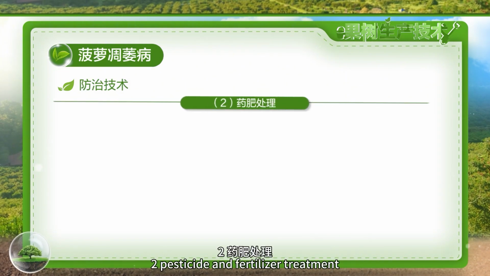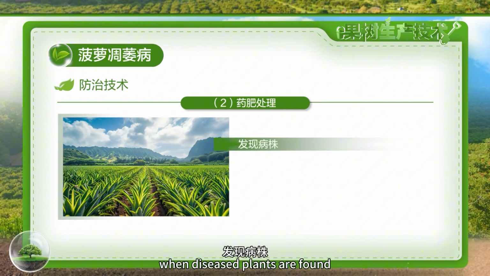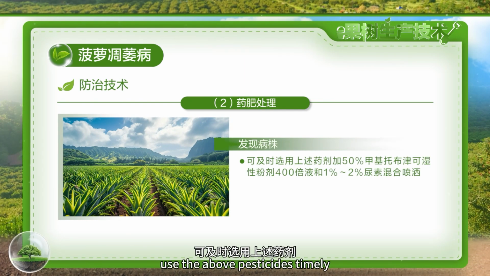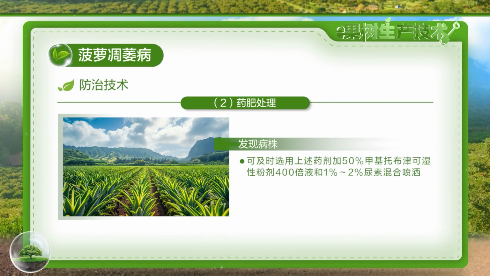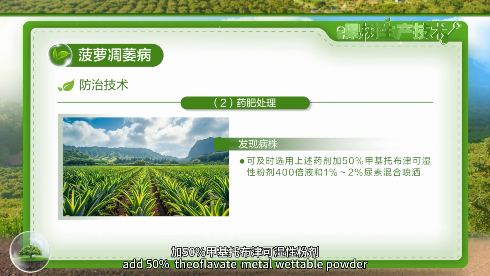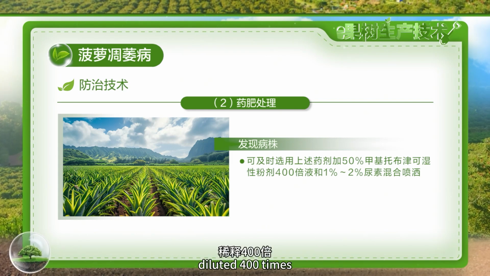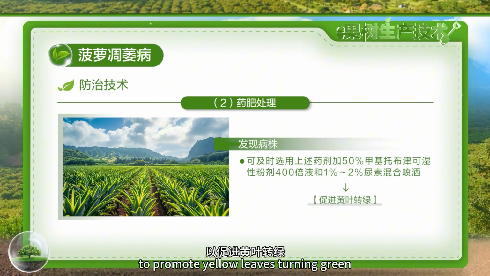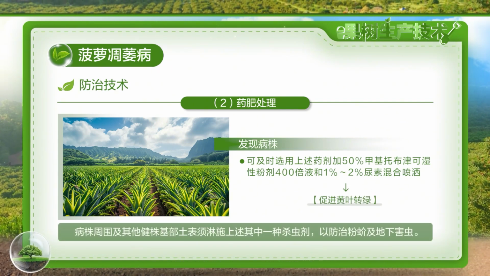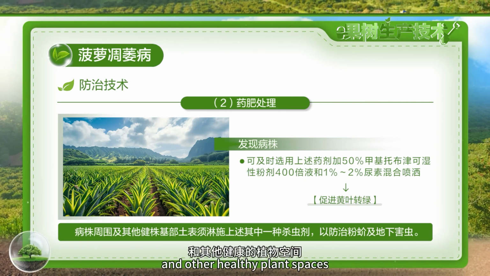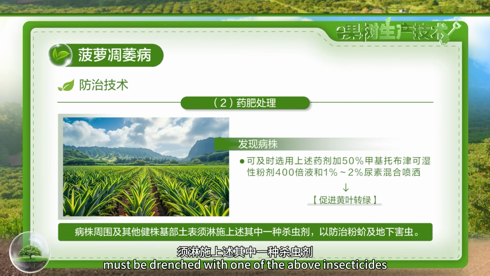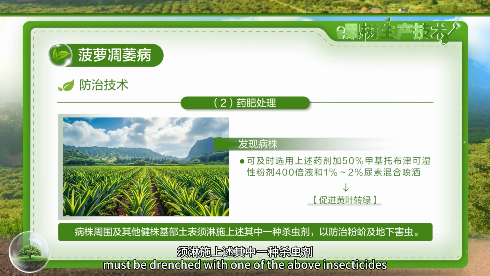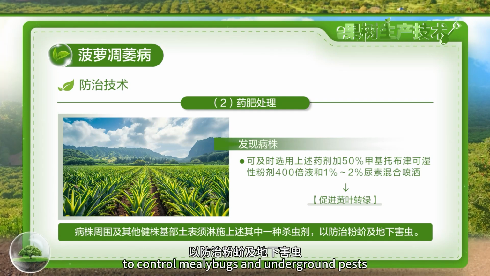2. Pesticide and fertilizer treatment. When diseased plants are found, use the above pesticides timely. Add 50% thiophonate methyl wettable powder diluted 400 times, mixed with 1% to 2% urea for spraying to promote yellow leaves turning green. The soil surface around diseased and other healthy plants' bases must be drenched with one of the above insecticides to control mealybugs and underground pests.